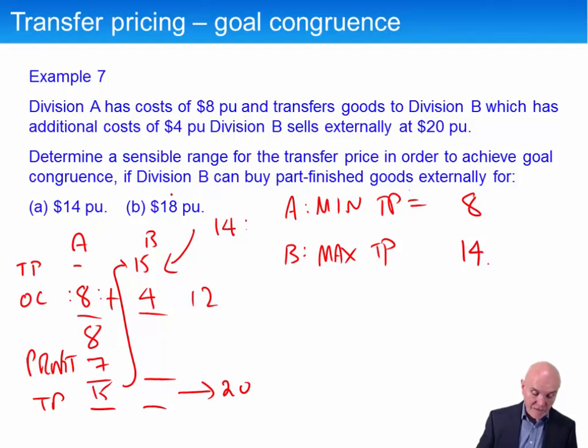What happens if the buy-in price, instead of being 14, were 18?